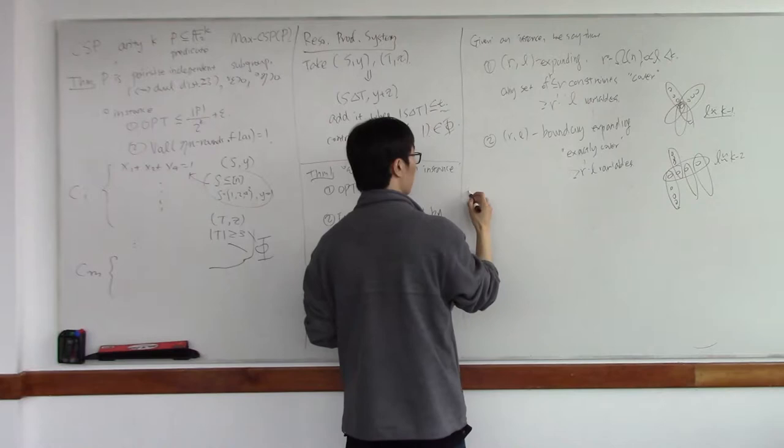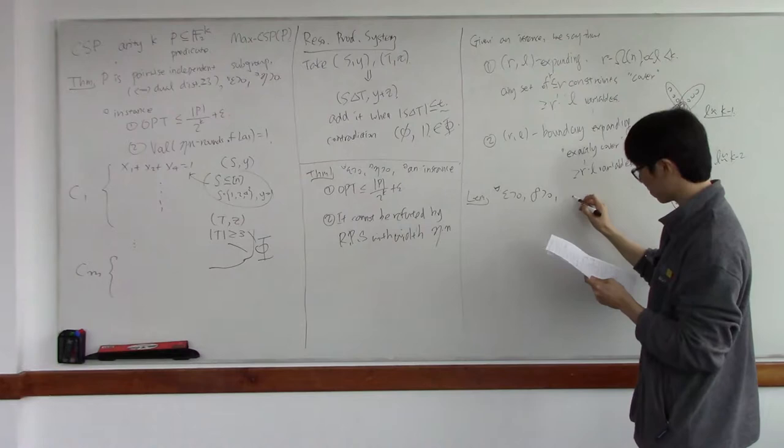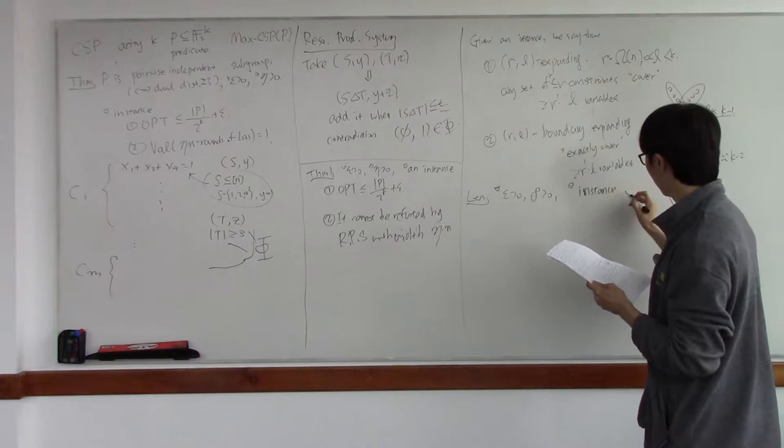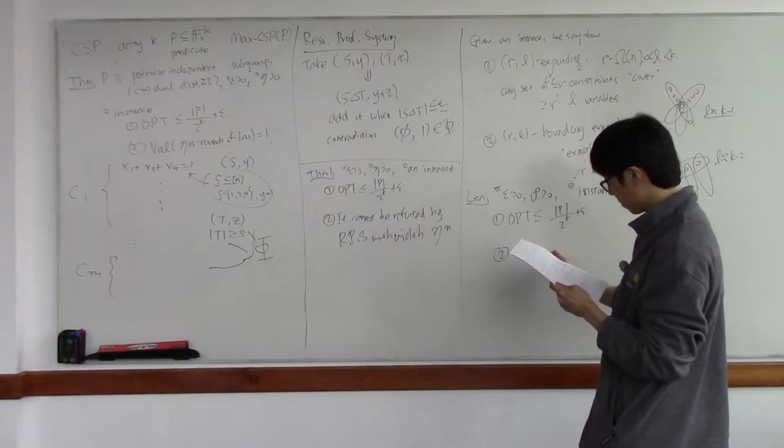So there's a lemma such that for any epsilon greater than 0, delta greater than 0.